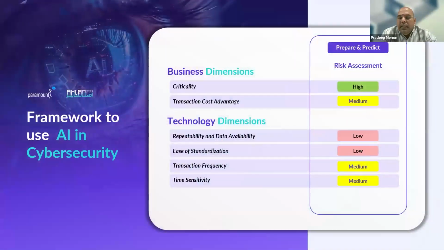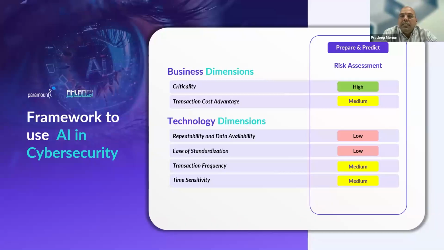So we have considered a couple of parameters from business dimensions and technology dimensions. The business dimensions have been taken from the very famous transaction cost economics model from strategic management theory. And the technology dimensions come from the feasibility of using AI in those activities.